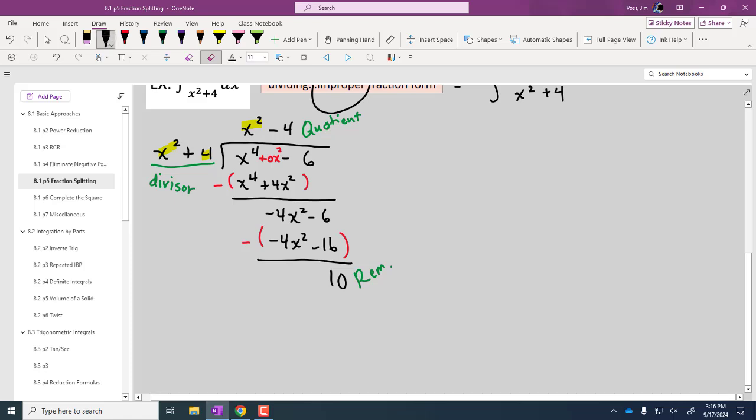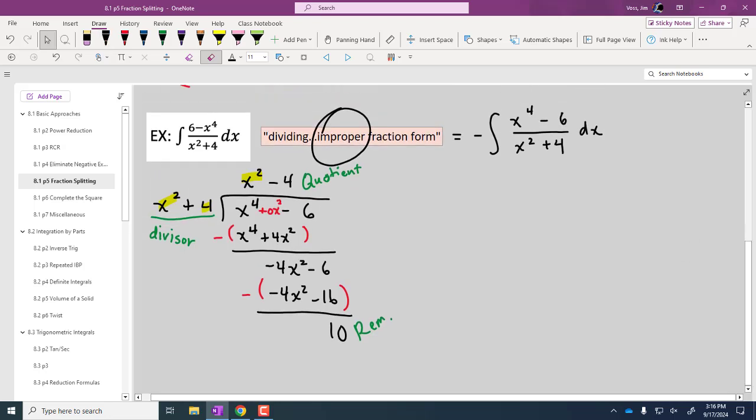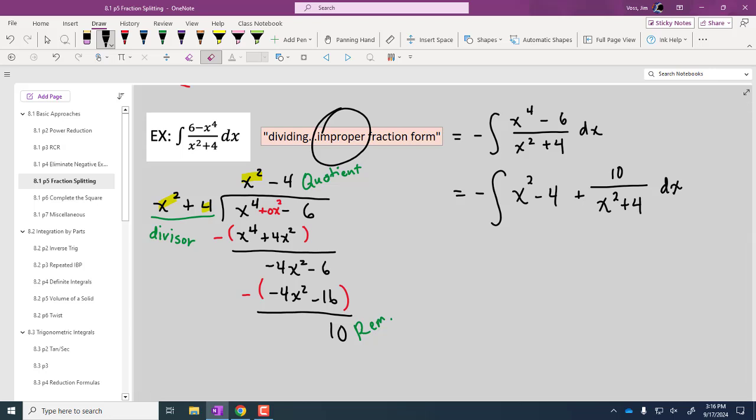Okay, so now we have it rewritten. So this becomes, negative, I guess we'll just have the integral symbol. So x squared minus 4 is the quotient. So we start there. And then we put the remainder over the divisor. So 10 over x squared plus 4 dx. So quotient plus remainder over divisor.